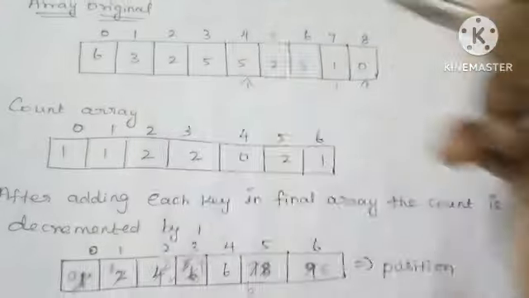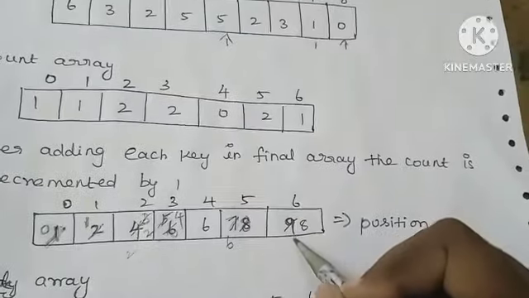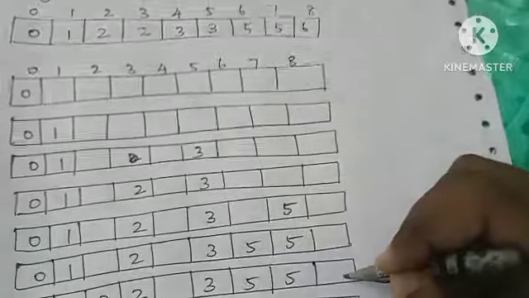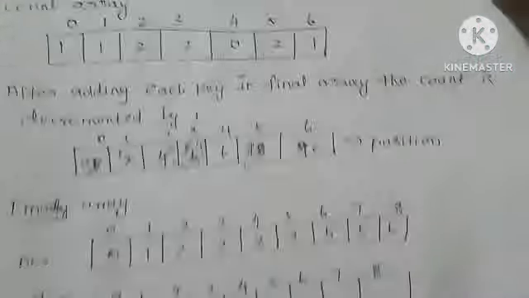Next one is the 6. 6 is in 9th position. I decrement the value by one. It's the 8. I put the value 6 in this 8th position. This is the final answer.